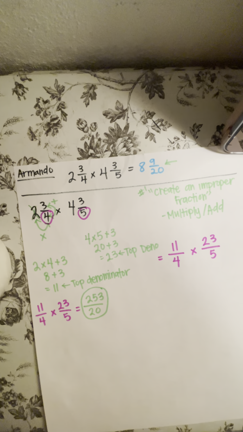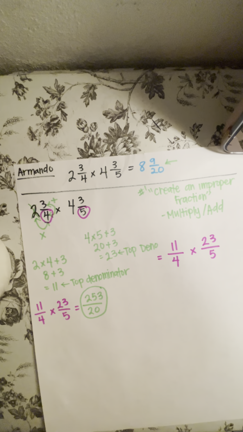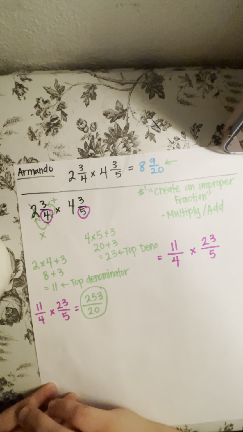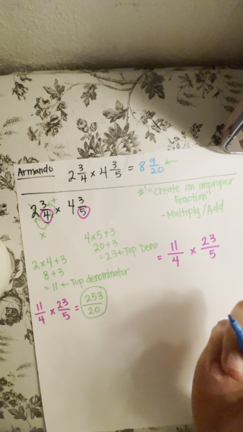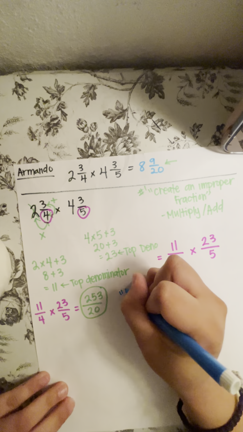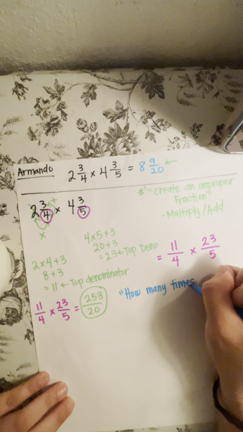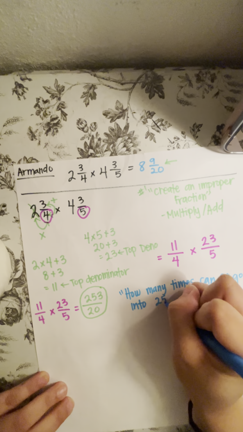However, this number is too big for us, and it's not a nice looking number to write on the paper because it's really big. So our next step will be simplifying, because I want you to ask yourself, how do we simplify an improper fraction into a mixed number? Yes, we divide it. So ask yourself this: how many times can 20 go into 253?